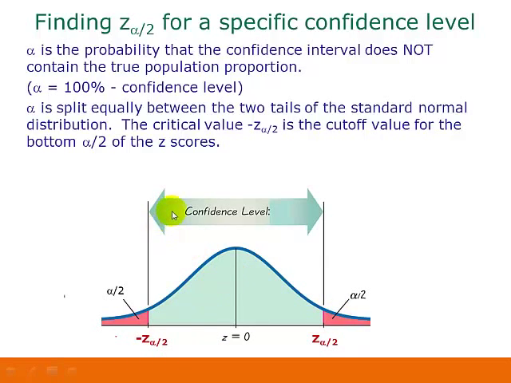So here's a picture of what we're doing. Here's our confidence level. We want that to be the probability that our interval does contain the true population proportion. So the complement of that is going to be alpha, and we're going to divide alpha equally between the 2 tails. What we're looking for is the values of z that separate these areas. And since our normal distribution is symmetric, we're going to have a negative z alpha over 2 and a positive z alpha over 2.